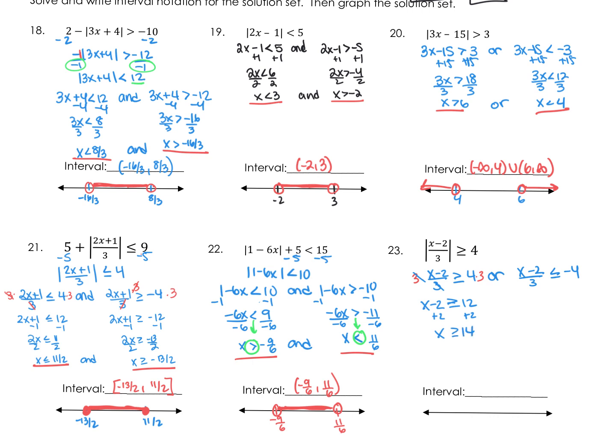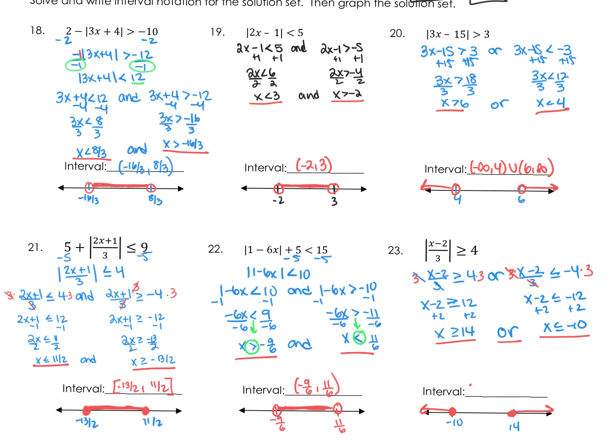Over here, same thing, multiply both sides by 3. X minus 2 is less than or equal to negative 12. Add 2. X is less than or equal to negative 10. This is an or. So we'll put our negative 10 down here, our 14 here. X is less than or equal to negative 10, so it'll go this way. X is greater than or equal to 14, so it'll go this way, which makes sense with an or.